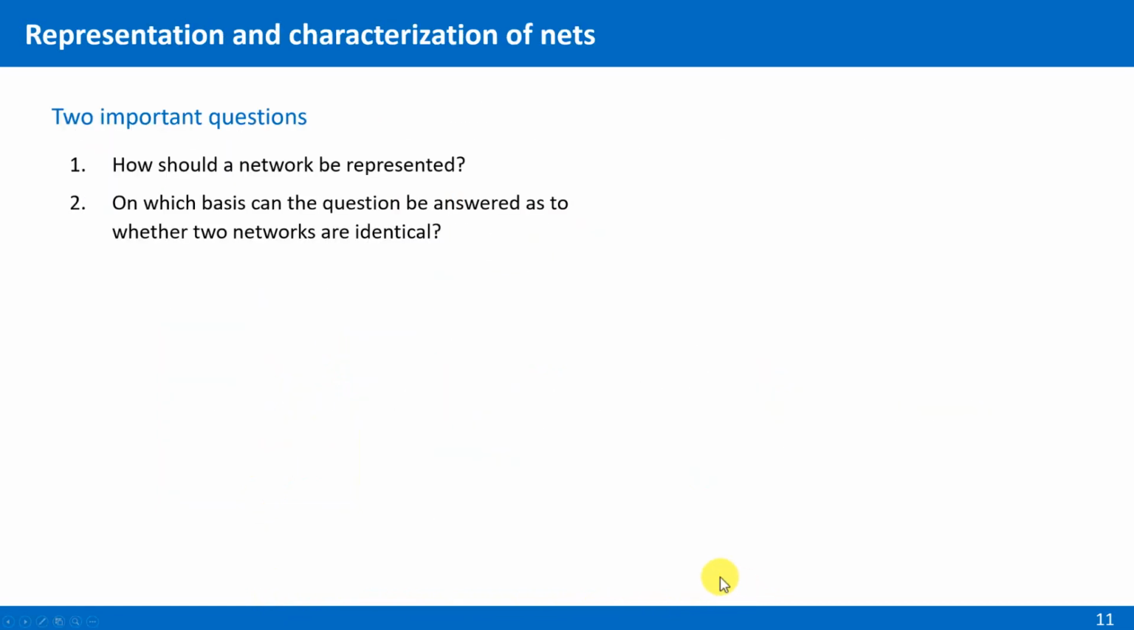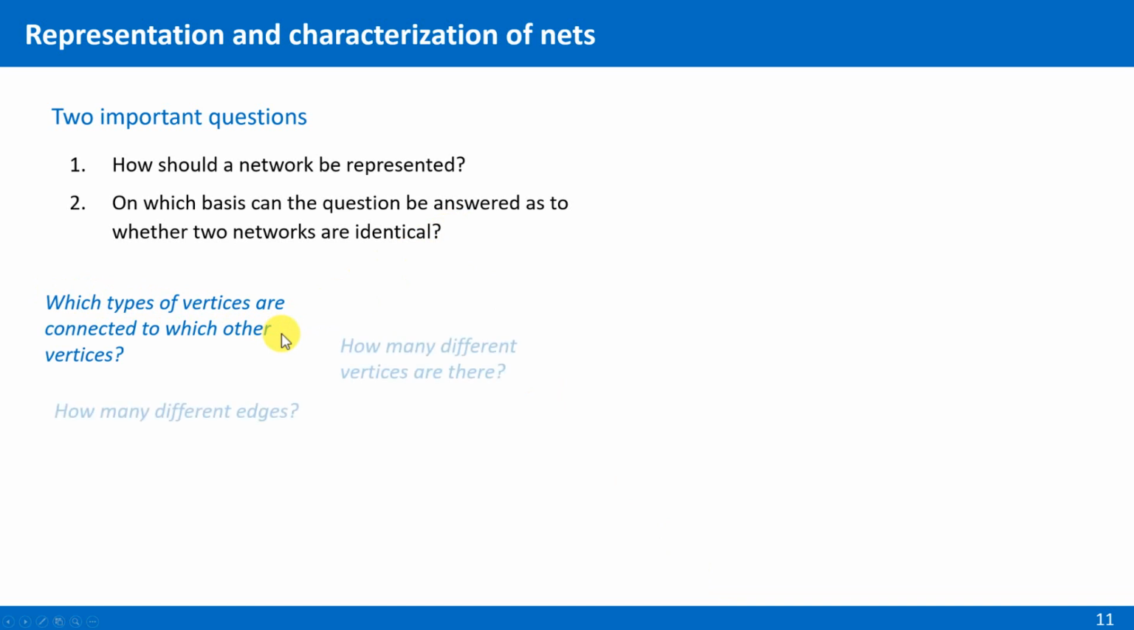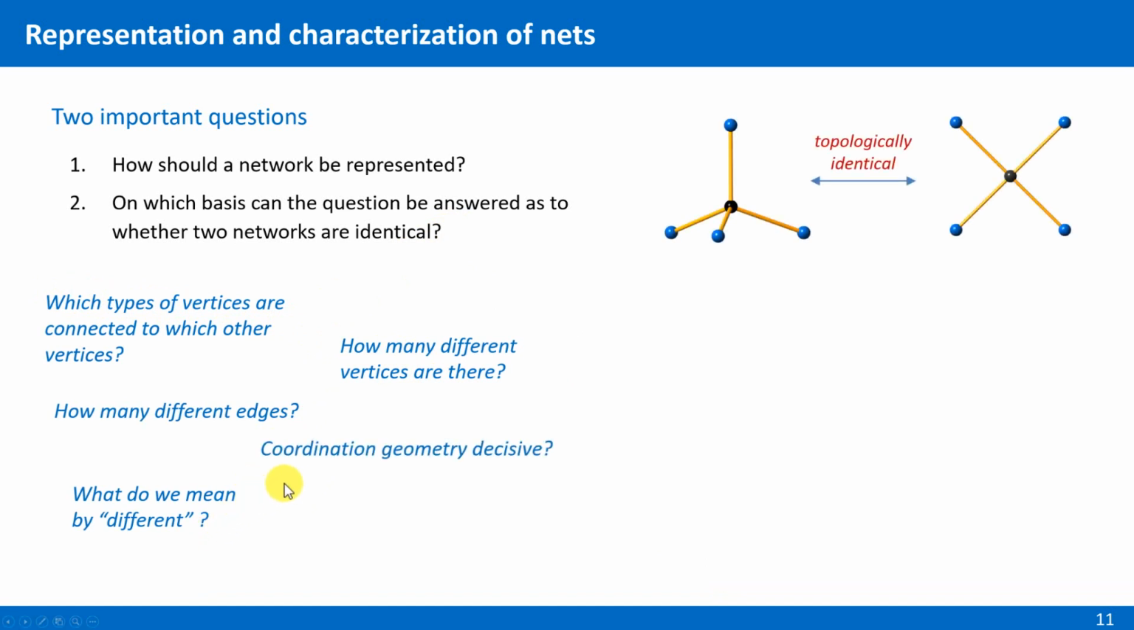Second question. What we obviously have to answer is this question. Which types of vertices are connected to which other types of vertices? How many different vertices are there? How many edges? But what do we actually mean by different? So we are dealing with infinitely extended networks. Another question could be, is perhaps the coordination geometry decisive? Well, in the first instance, not.